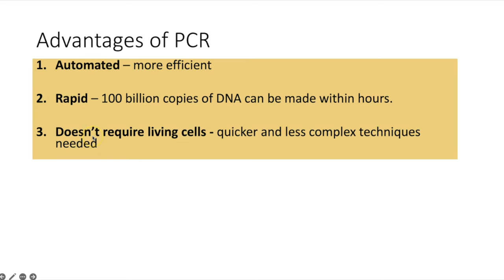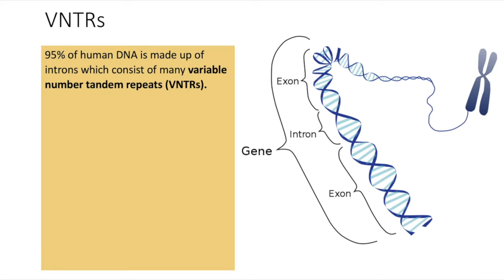So PCR is fully automated, it's very efficient, it's rapid, and you can make billions of copies of DNA within a few hours. It doesn't require living cells like the in vivo method did, which required bacterial cells, and therefore it's quicker and a less complex technique.